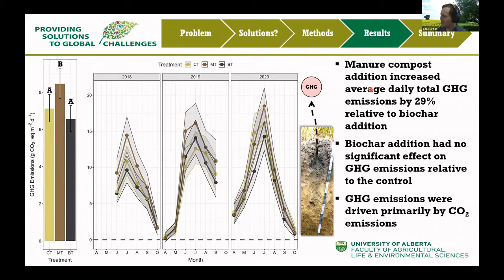Manure compost addition increased average daily total greenhouse gas emissions by 29% relative to biochar addition and by about 20% relative to the control. Biochar addition had no significant effect on greenhouse gas emissions relative to the control. Greenhouse gas emissions were driven primarily by carbon dioxide emissions. However, in June of each year, we had a substantial flux of nitrous oxide following inorganic fertilization in the fields with seeding.